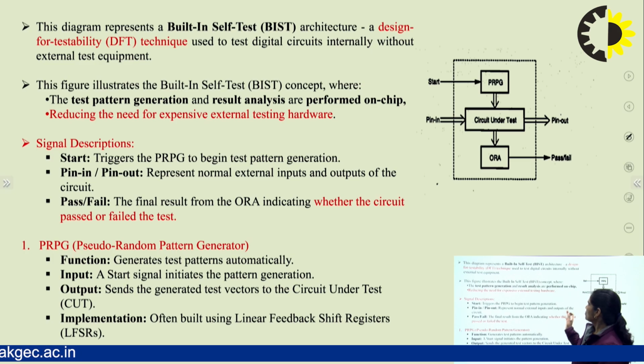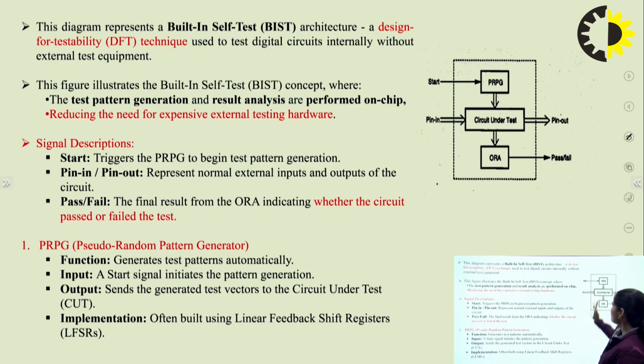Now, in this diagram, as we have already discussed, first we start with the Pseudo-Random Pattern Generator, then the circuit is under test. We apply inputs to that circuit and get the output. We compare the computed output with the actual output, and if there is an error, then the circuit fails. If there is no error, meaning the expected output is approximately equal to the actual output, then the circuit passes. So, what are the steps we have to follow?